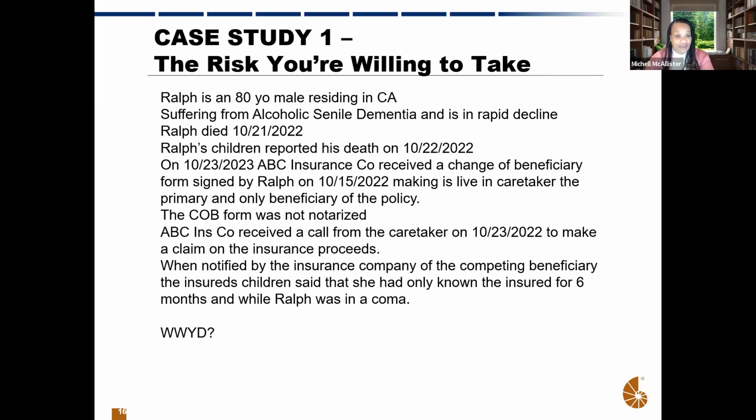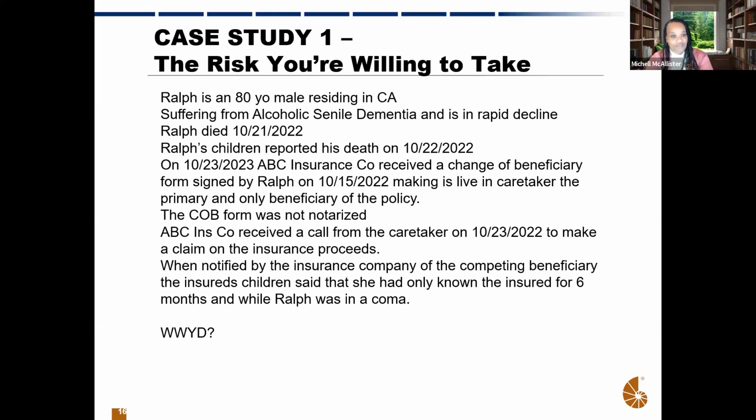Would they be willing to pay out $100,000 or even $200,000 or $500,000 or $2 million? That depends on the risk tolerance of the insurance company, but probably not. And they would go ahead and get the interpleader involved.